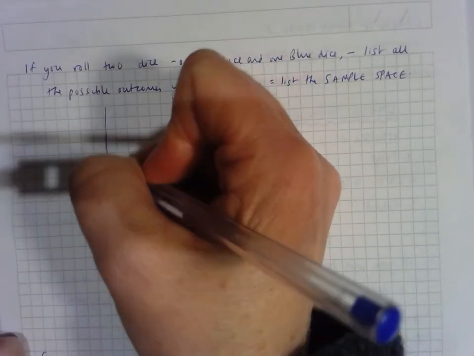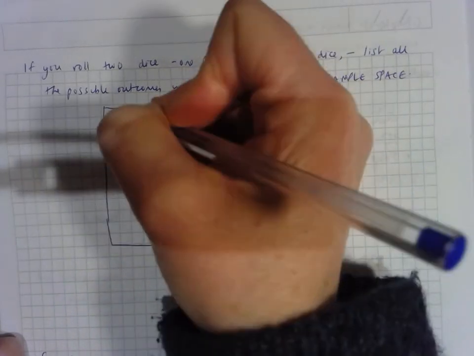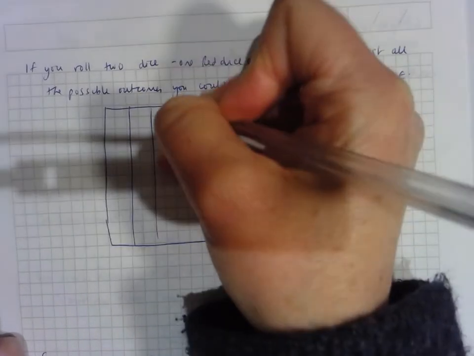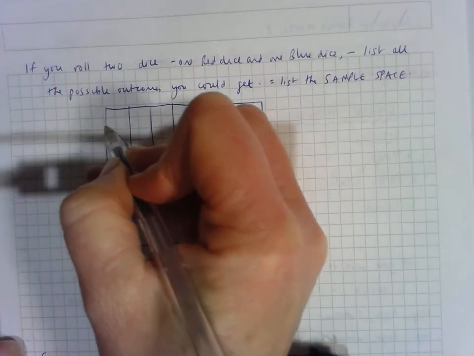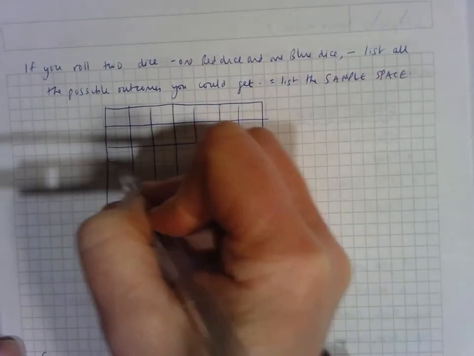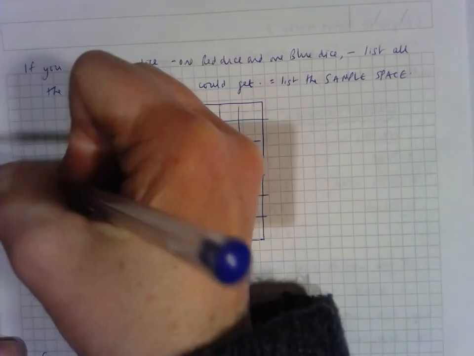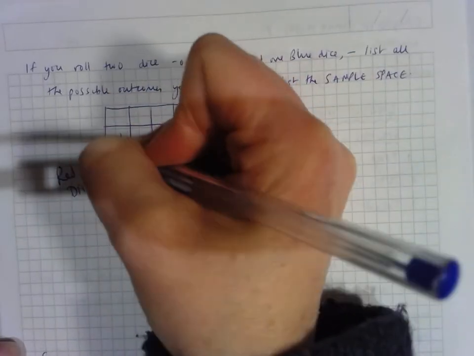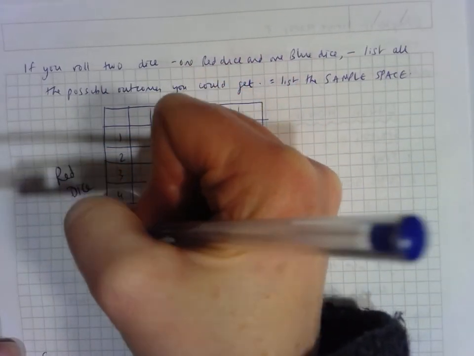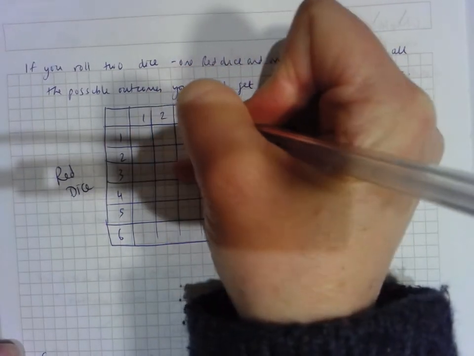Another one. So here's my table. I need it to be a square this time because 1, 2, 3, 4, 5, 6, and then 1, 2, 3, 4, 5, and 6. So this is going to be my red dice. So I could get a 1, a 2, a 3, a 4, a 5, or a 6 on the red dice, and this is going to be my blue dice. 1, 2, 3, 4, 5, 6.